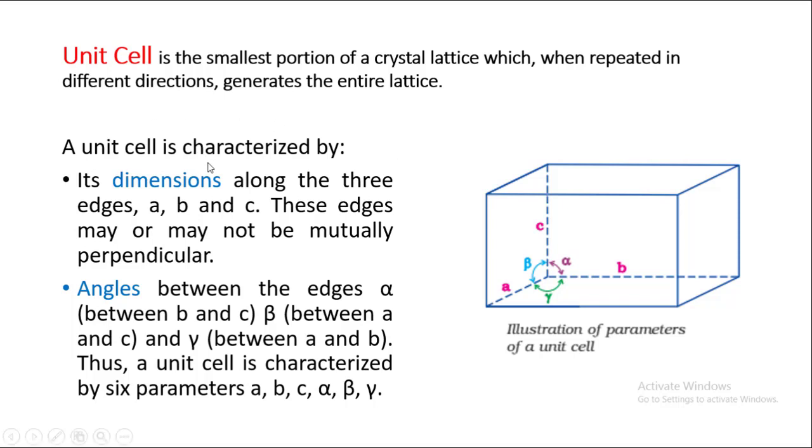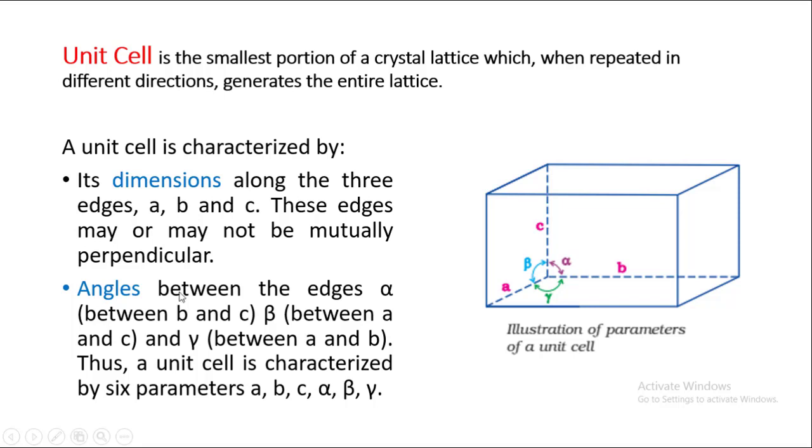A unit cell is characterized by its angles and dimensions. The first is the dimensions along the three axes, that is A, B, and C. These edges may or may not be mutually perpendicular. So in this diagram, these are the three edges, this one A, this one B, and this one is the C.